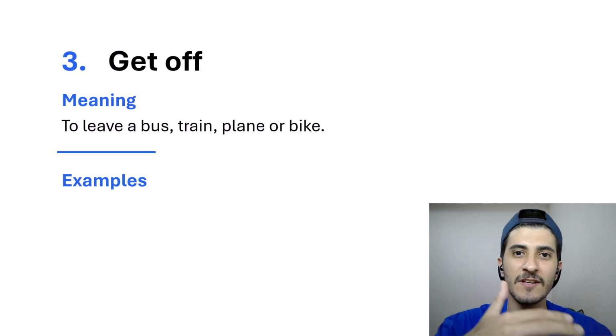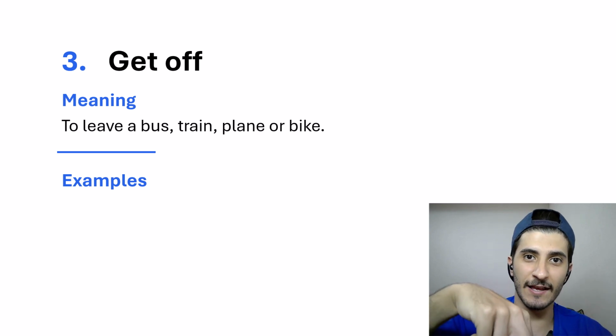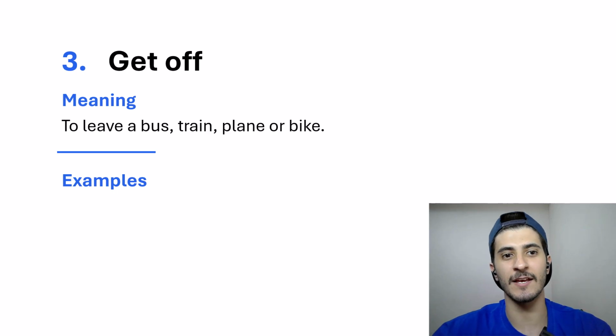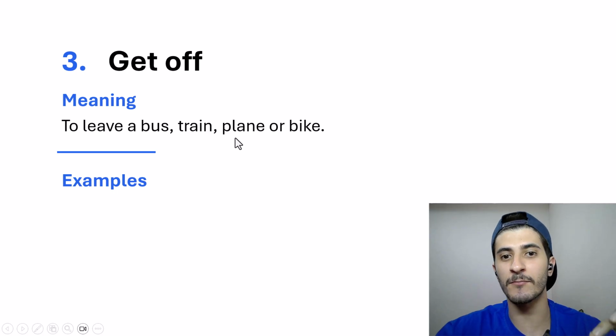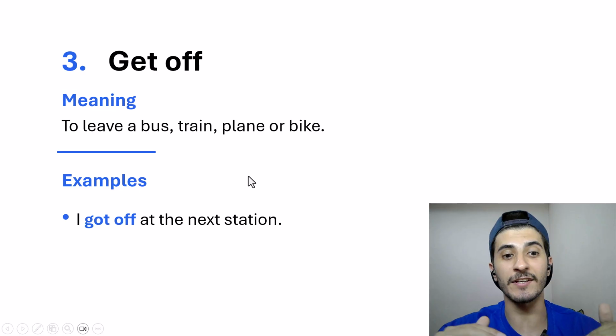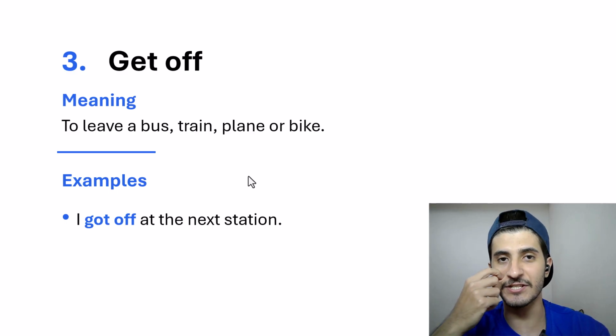It's the opposite of get on. So, for example, when you enter a train and you want to exit the train, you use get off. And the meaning is to leave a bus, train, plane, or bike. For example, I got off at the next station, which is pretty obvious.